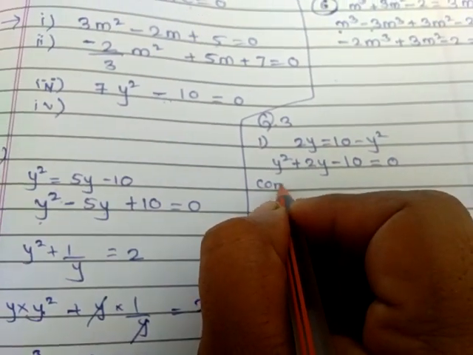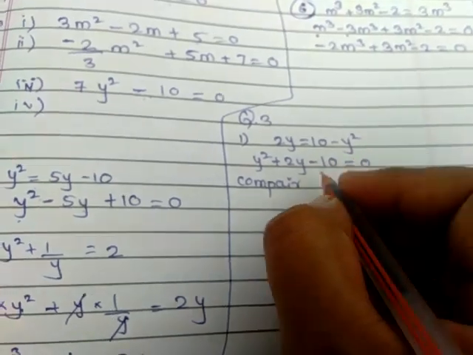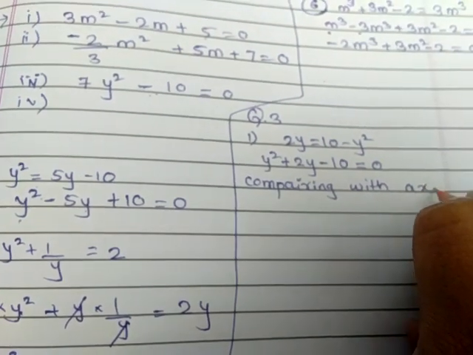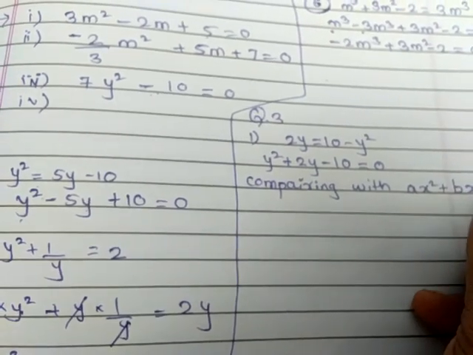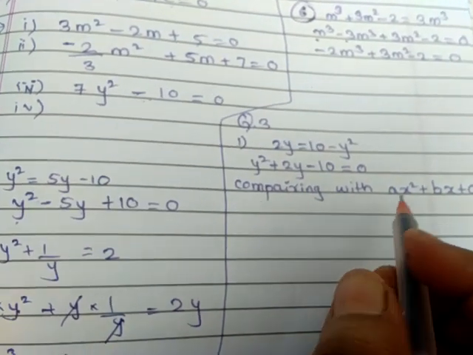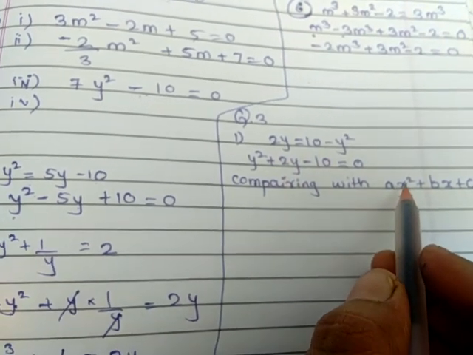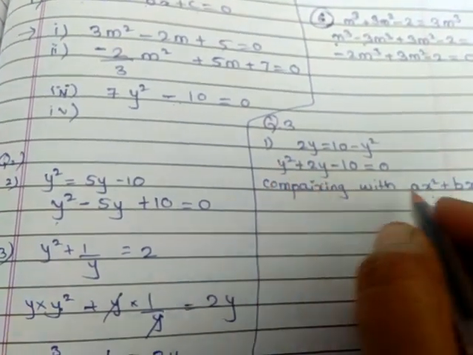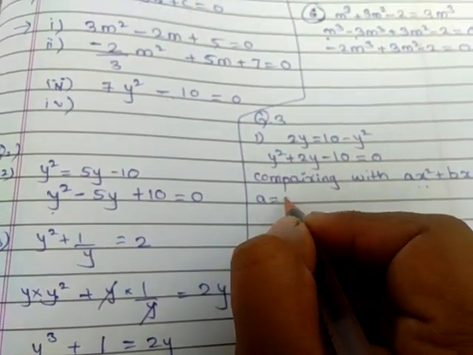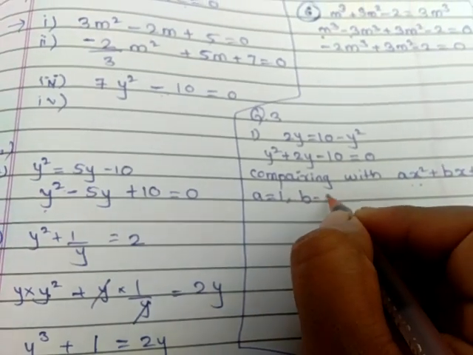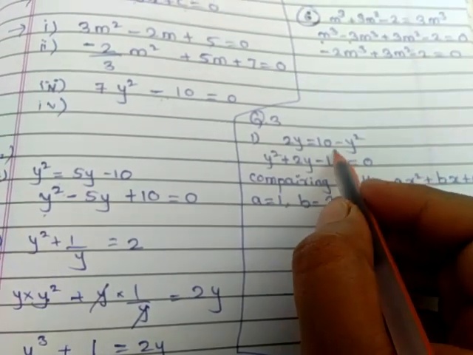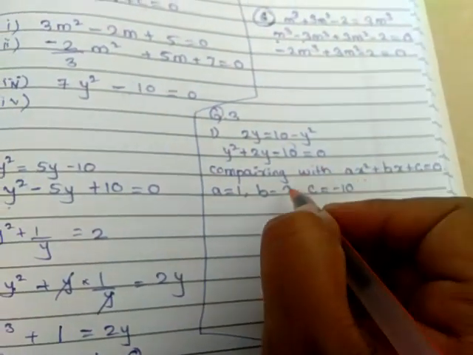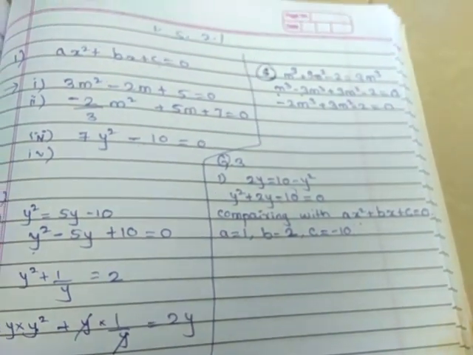Comparing with ax square plus bx plus c is equals to 0. By comparing we will get coefficient of square term is 1. Now the value of a is 1, value of b is 2 and value of c, don't write only 10, take with minus sign, value of c is minus 10. Like this we have to complete our third question.